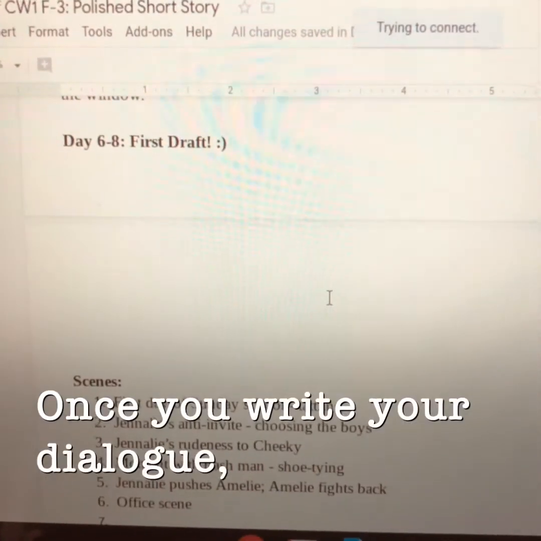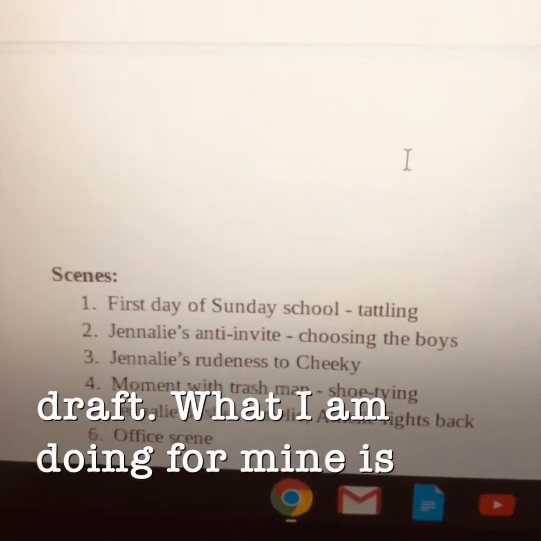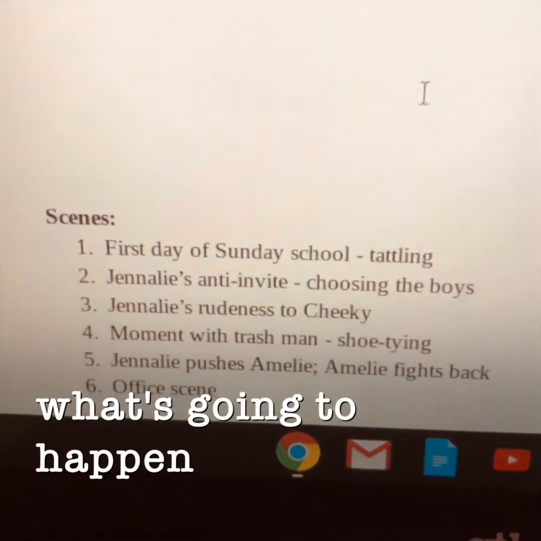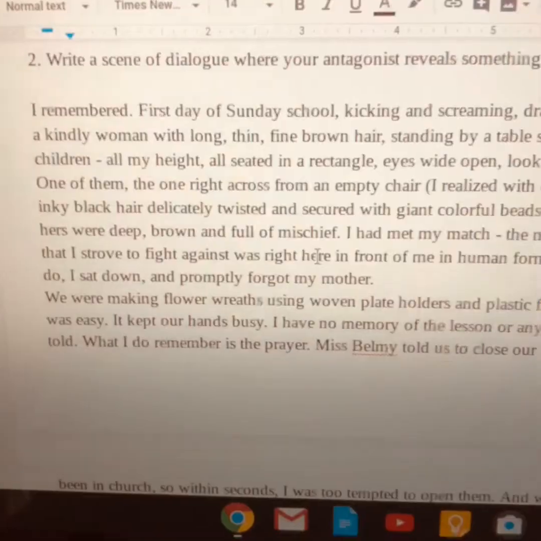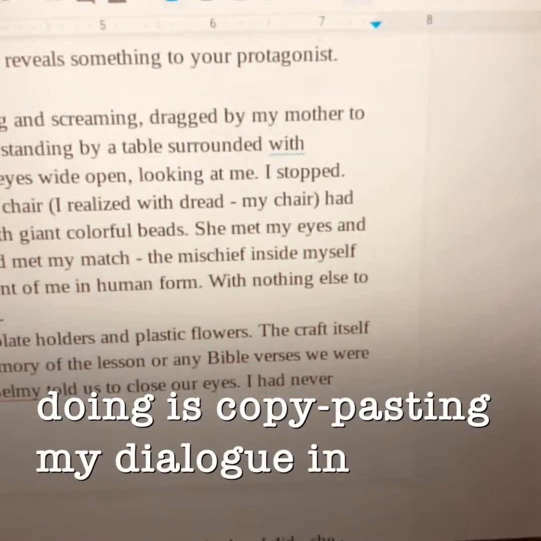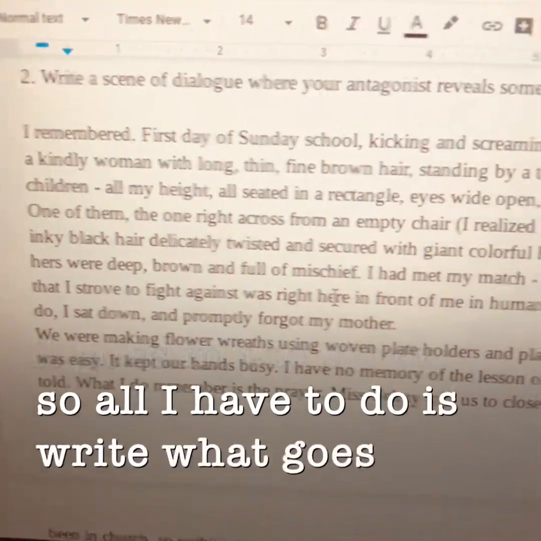Once you write your dialogue, you're ready for your first draft. What I'm doing for mine is I'm outlining what's going to happen in order of the scenes. And what I'm also doing is copy pasting my dialogue in where it goes in the story. So all I have to do is write what goes around it.